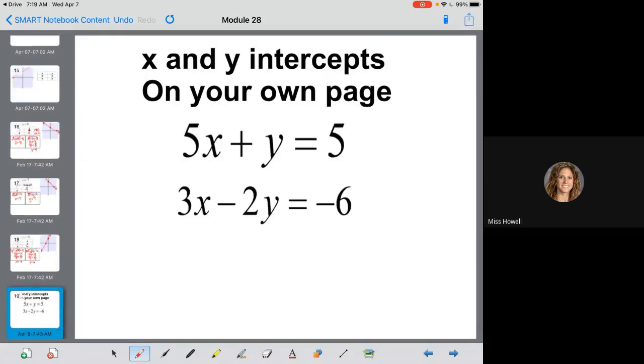All right, on your own, you try your last 2. 4 and 5, you have the standard form of a line: 5x plus y equals 5, and 3x minus 2y equals negative 6. Go ahead and try those. Hit pause here on the video.